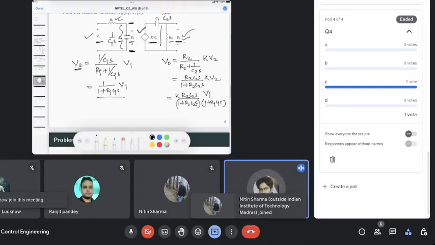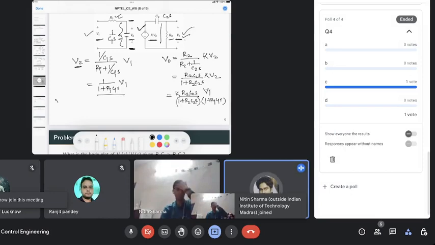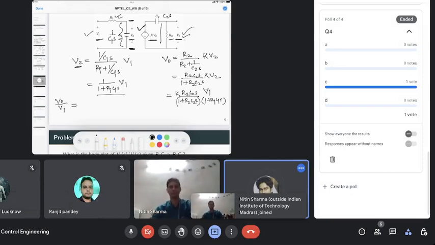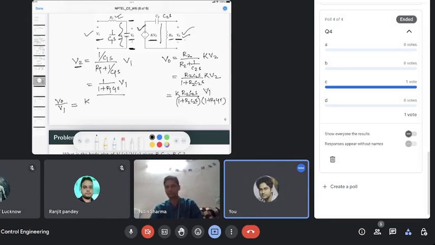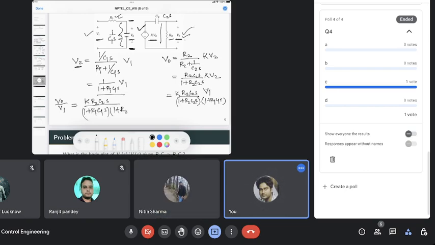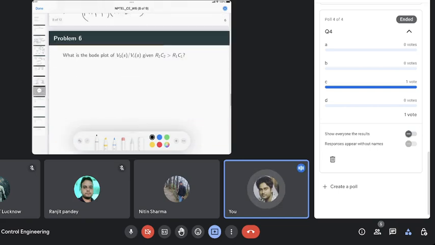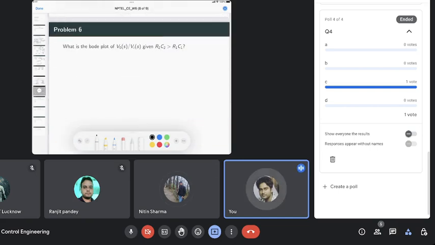So this is the transfer function, V0 by V input, and this is K R2 C2s by C1s times R2 C2s. Okay, so the next question, you just try to plot this transfer function, the Bode plot of this transfer function when this condition is given.